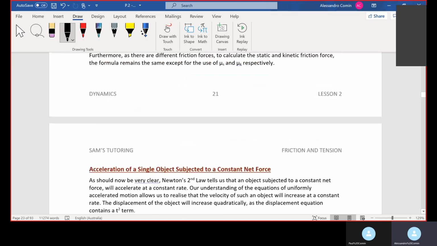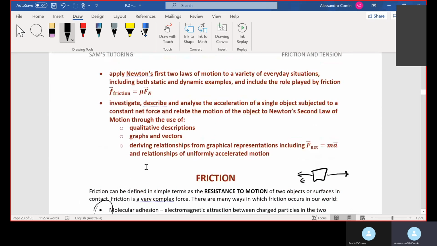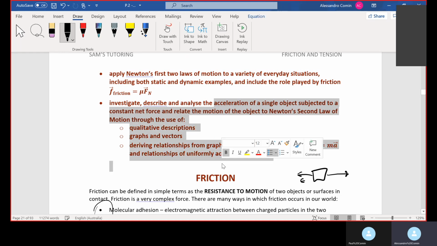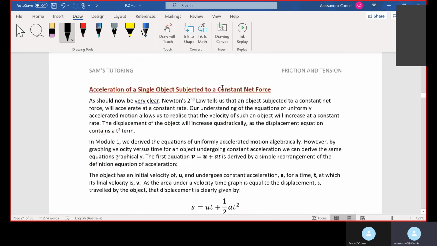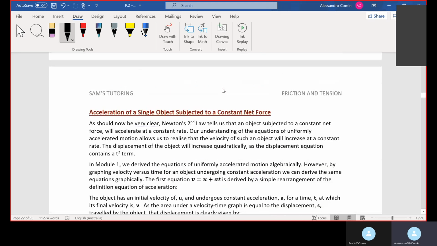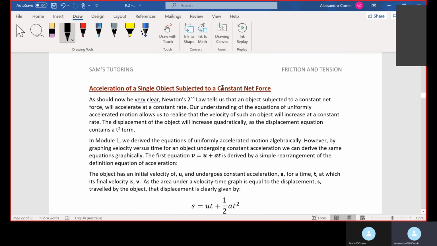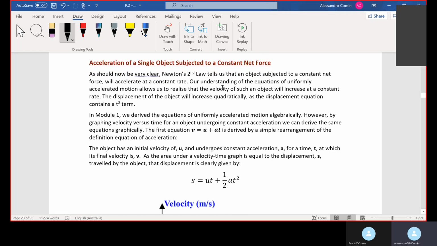For some reason in this module, if we go back, it wants us to analyze the acceleration of a single object subjected to a constant net force and relate the motion of the object to Newton's second law through graphs, vectors, quantitative descriptions. But one thing that textbooks like to explain is that, remember when we derived the Suvat equations for module 1, where we had acceleration equal to delta v on delta t, so that's how we get v equals u plus at, and then other things to get s equals ut plus half at squared, etc.